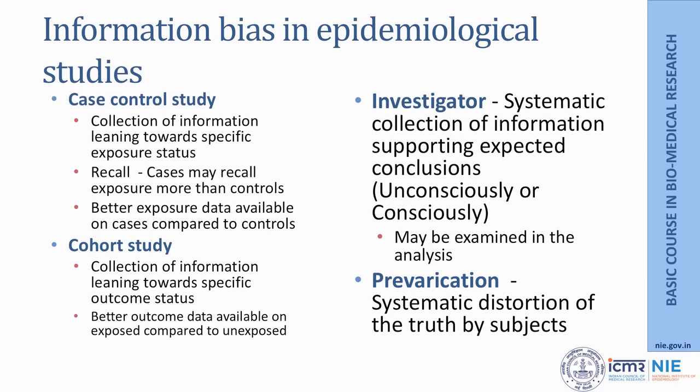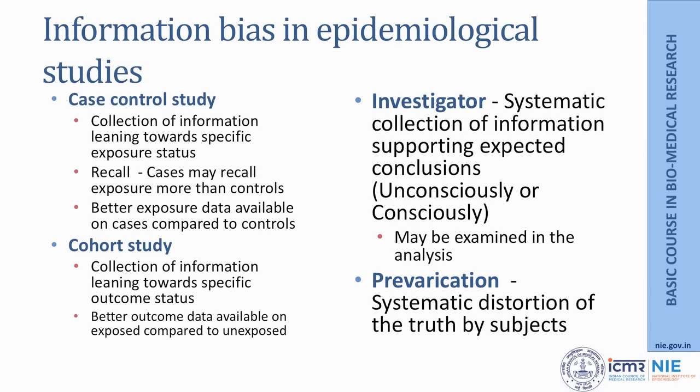One of the very common ways in which information bias occurs in case control studies is through the process of recall. Remember that we have cases and controls, and we are asking them to recall the past history of exposures. And it may so happen that those people who are diseased or who have a certain health event may be more likely to recall certain exposures compared to those people who are healthy. And this is what we call recall bias. It may also be possible that better exposure data is available on cases compared to the controls, and that again can lead to information bias.